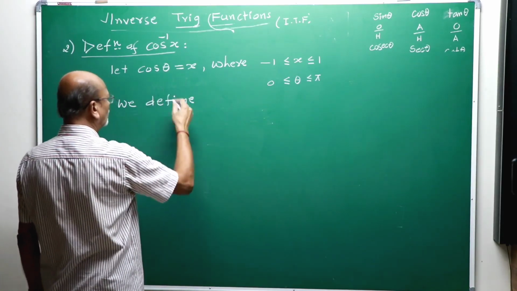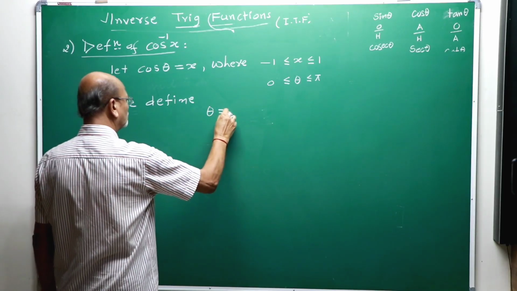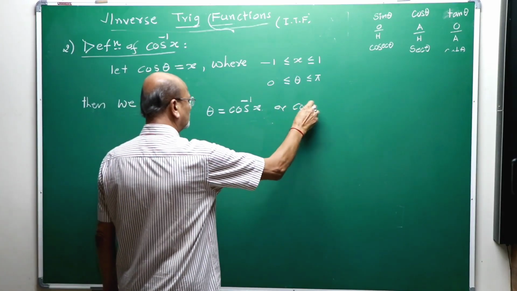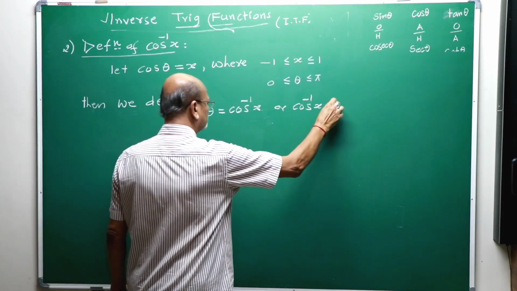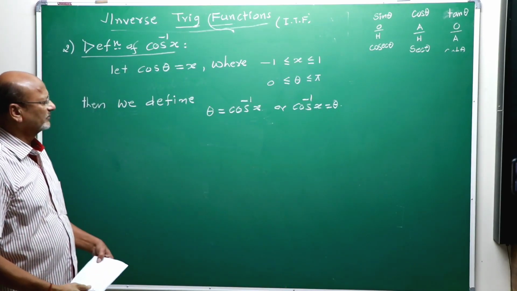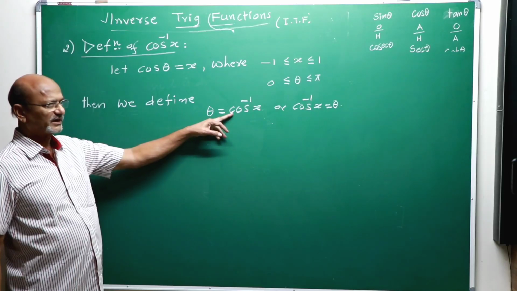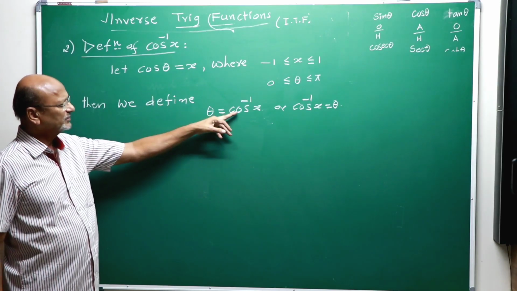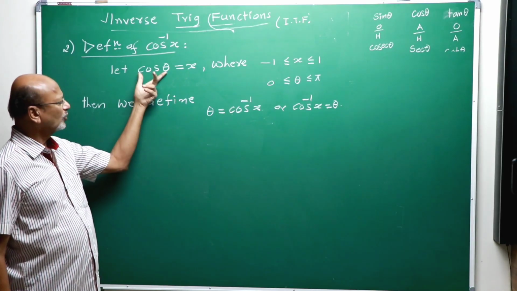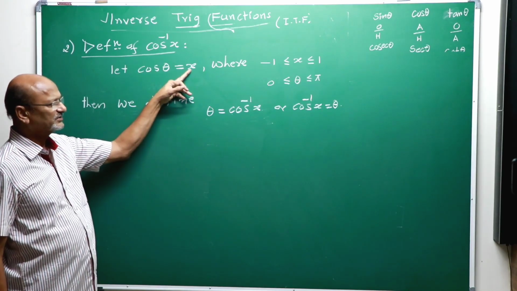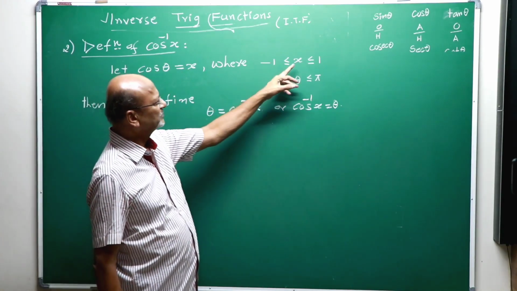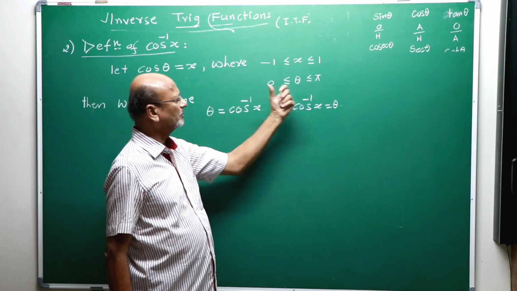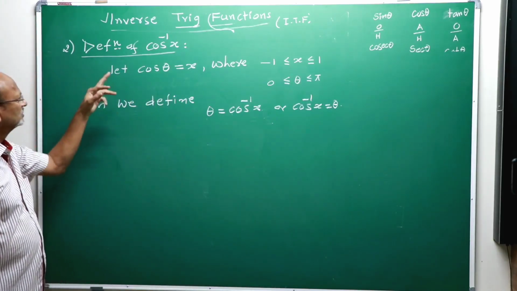Theta equal to cos inverse x, or the same thing you can write as cos inverse x equal to theta. Therefore, cos inverse x is an angle theta whose cos is x. Cos inverse x is an angle theta whose cos of that angle is x. Is it clear? Under this condition, x must take the values between -1 and +1, whereas theta should take the values between 0 and pi. This is about cos inverse x.